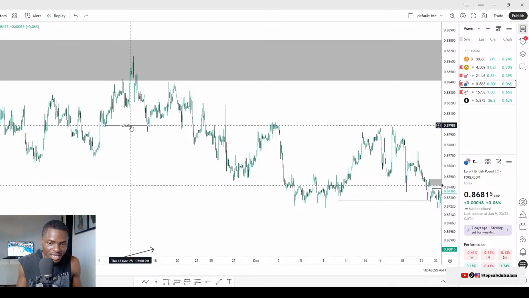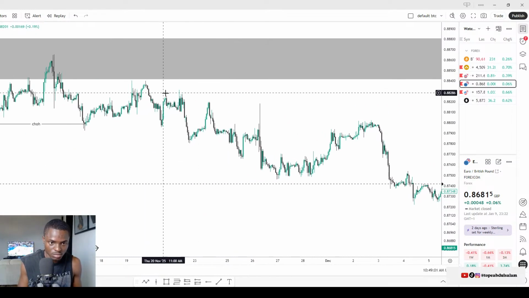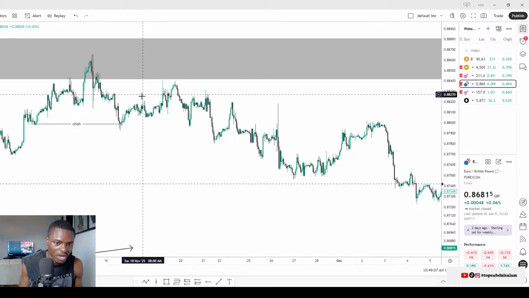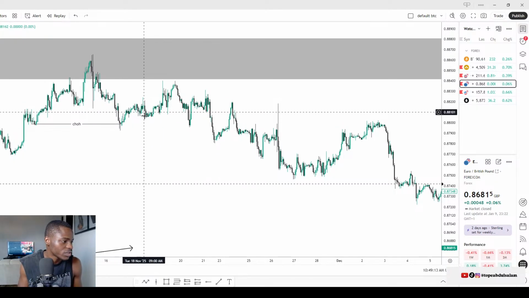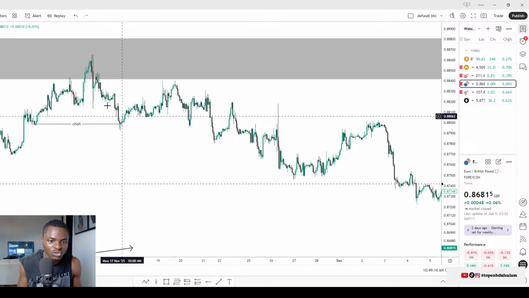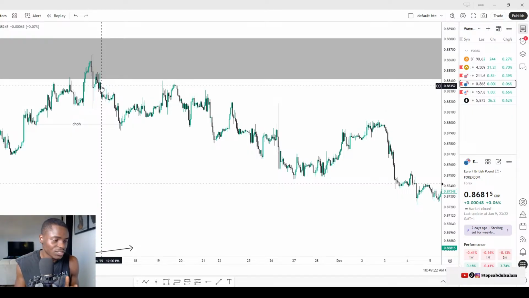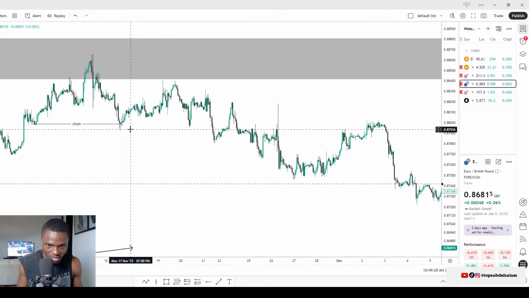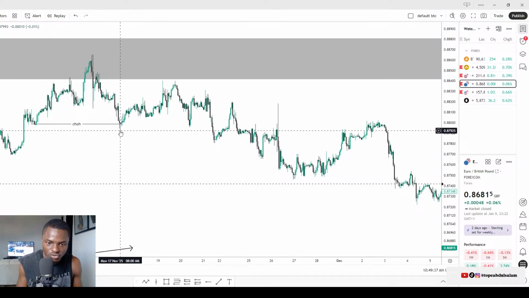We have the change of character here, and after the change of character, here we had this inducement, this pullback. You see, we pulled back and we came up again. Which area was responsible for breaking this structure last? Which order block do we have? We have this order block around here, but I personally didn't trade this because the market has not shifted totally. It has not broken structure. So the market came and broke structure here. After breaking, when we have the first change of character, then the second break will be our break of structure.